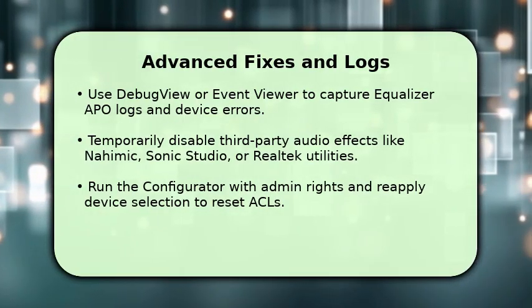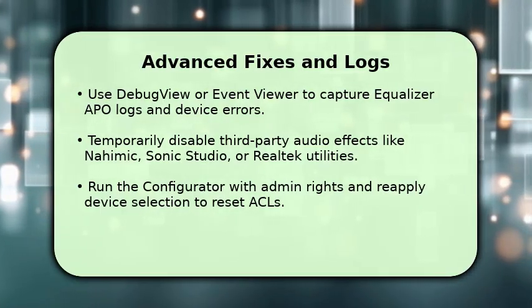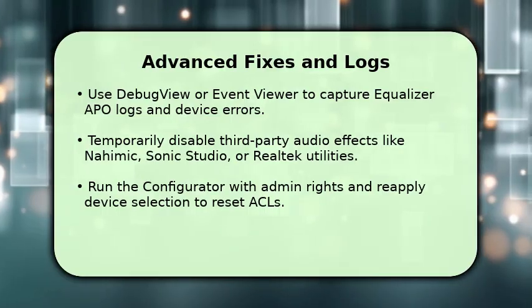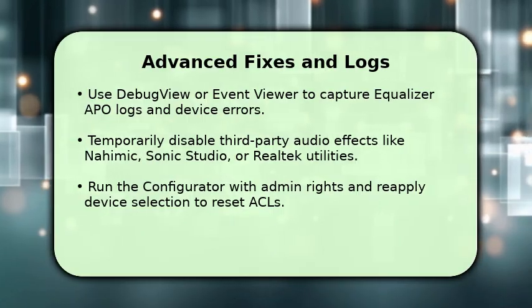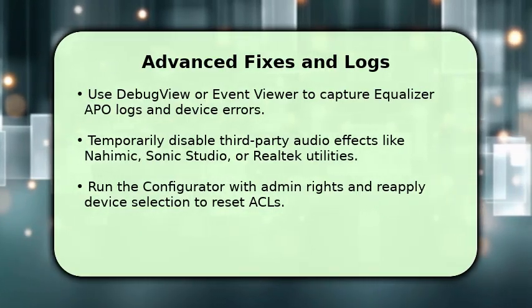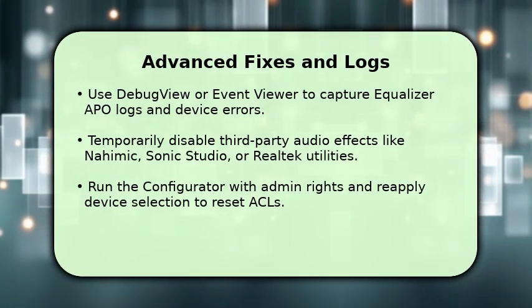Run the Equalizer APO Configurator with admin rights and reapply your device selection to reset access control lists and permissions. Check C:/Program Files/EqualizerAPO/config.log for parsing errors and correct any syntax issues in your config.